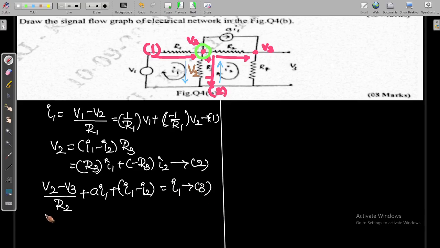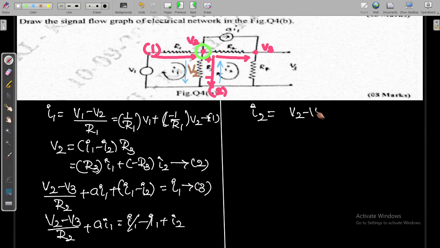So if you modify that, (V2 minus V3) divided by R2 plus AI1 is equals to, I am bringing this, I1 minus I1 plus I2. So plus I1 minus I1 will get cancelled. Finally we are having I2 is equals to (V2 minus V3) whole divided by R2 plus AI1. This is the equation number 4 you take.